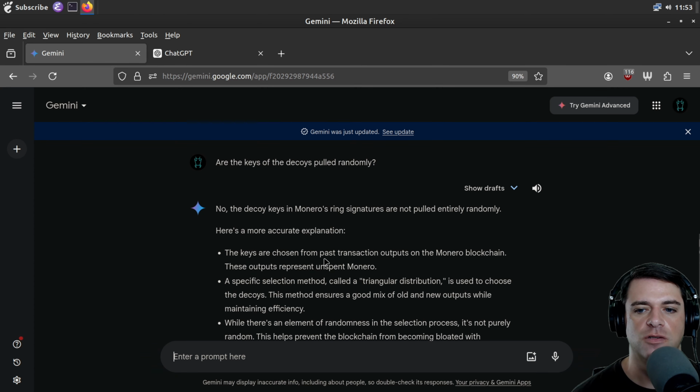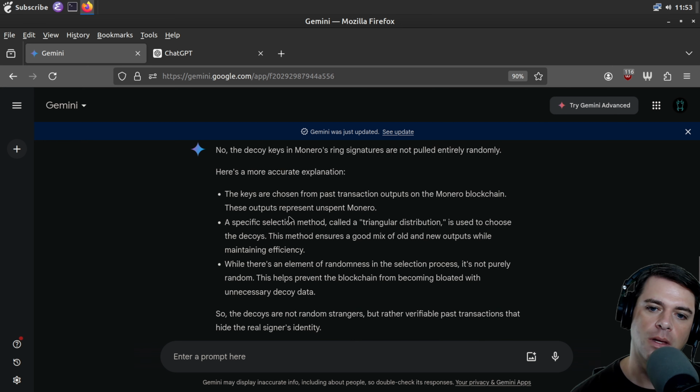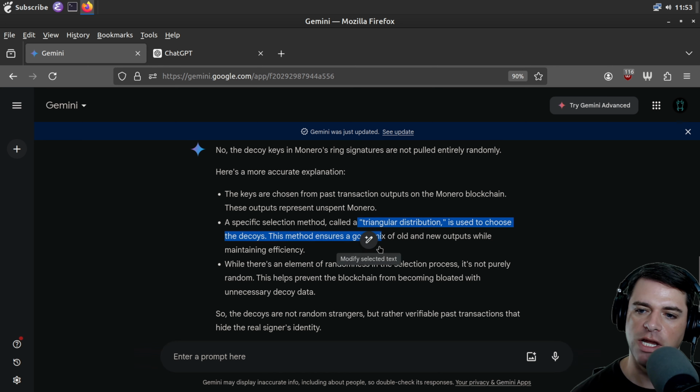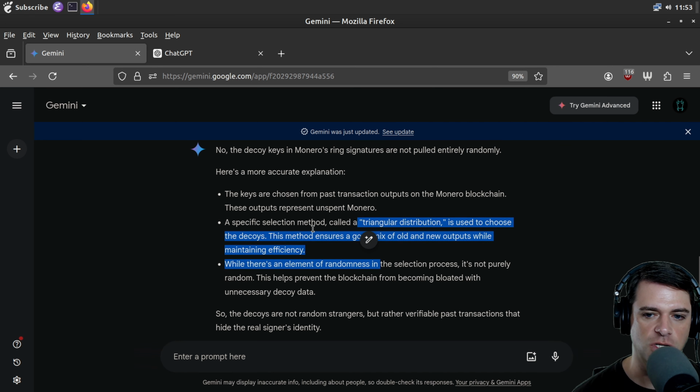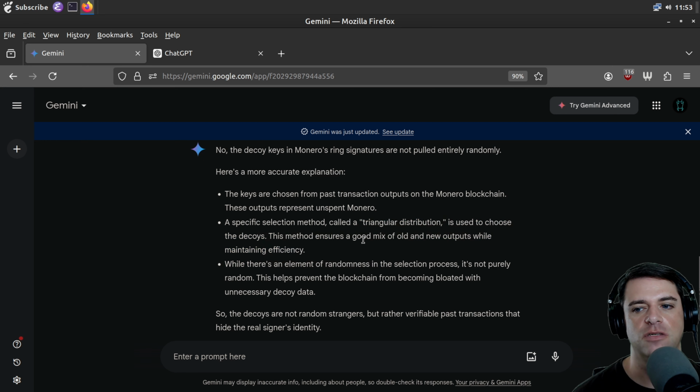They're not pulled randomly. They are chosen from past transaction outputs on the Monero blockchain. The triangular distribution is used to choose which of the decoys. This method ensures a good mix of old and new outputs while maintaining efficiency.